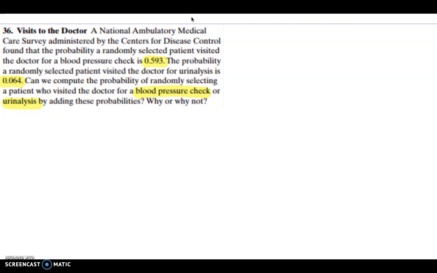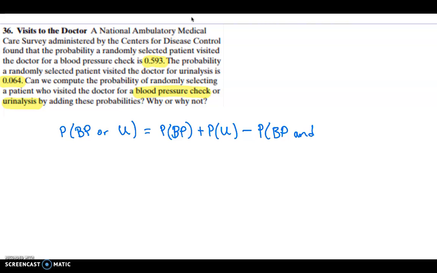So in this case, we basically want to know what's the probability of getting a blood pressure check or a urine analysis, and this is going to be the probability of getting your blood pressure checked plus the probability of getting your urine checked minus the probability of getting blood pressure and having a urine analysis.